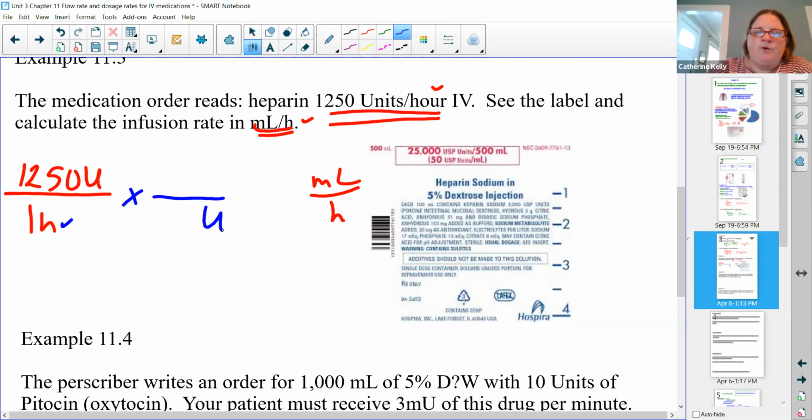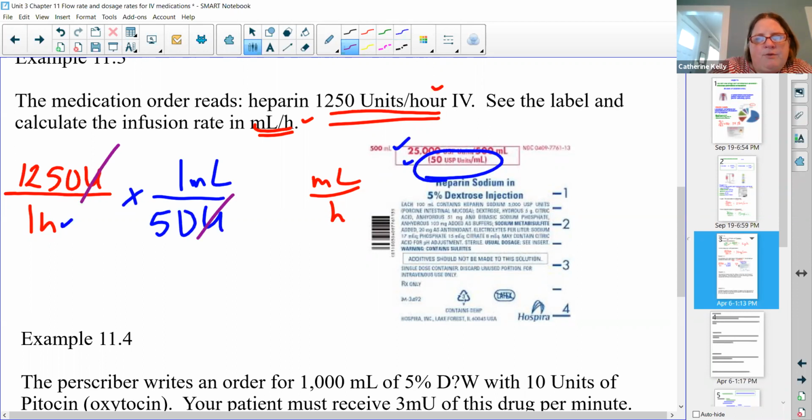So I have my hour, but I need to change my units. So I'm going to say times whatever units. And it says see the label, so I'm going to look at the label, and the units are right here. I could either use the top one or the bottom one. I want to use the smaller one. I want to say 50 units is in 1 milliliter, because when I do that, I can cancel out my units, and I'm left with milliliters, which is what I need, over hours, which is what I need, and then I can do my calculations. And I can say 1250 divided by 50 and get 25 milliliters per hour.